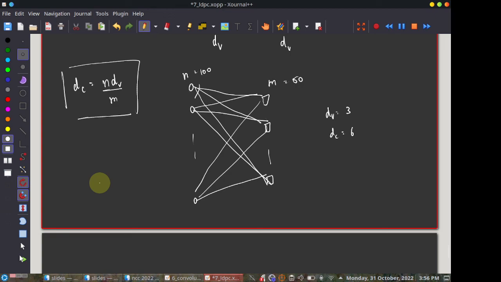Okay, so maybe let's stop here since we're almost out of time. You can try to think about how to generate a random matrix, or a random factor graph, which is both left regular and right regular. Every left vertex has degree exactly equal to dv, and every right vertex has degree exactly equal to dc.